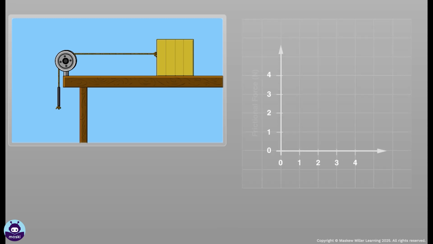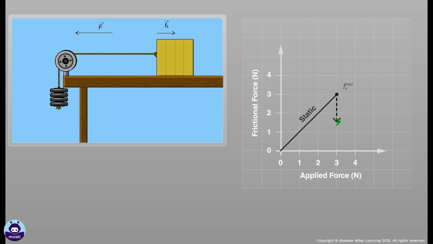Let us plot the frictional force against the applied force on a graph. As the applied force increases from 0, the frictional force also increases from 0, always being equal to each other as long as the body doesn't move. When the static friction reaches a maximum value, the body starts moving. Immediately the static friction is replaced by kinetic friction, which is lesser.